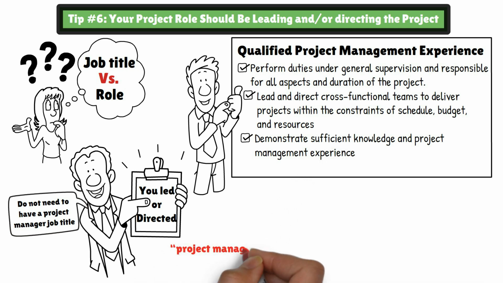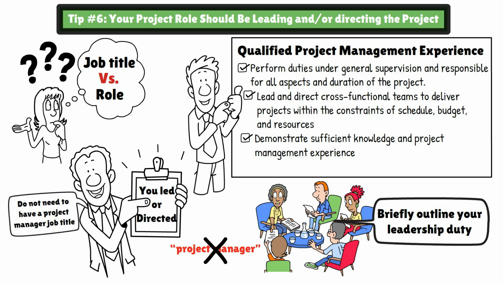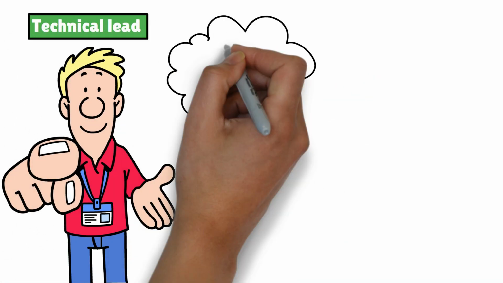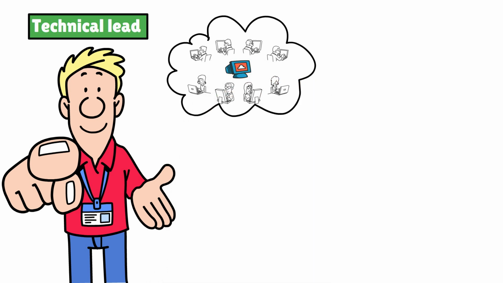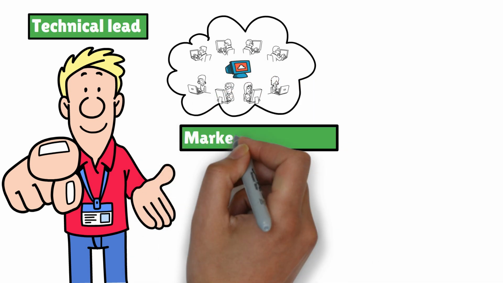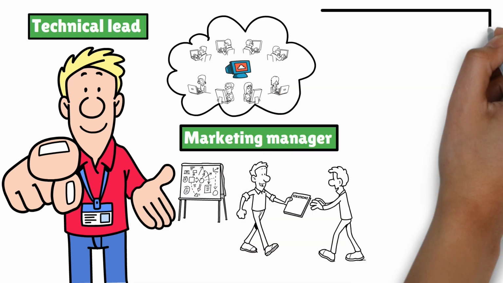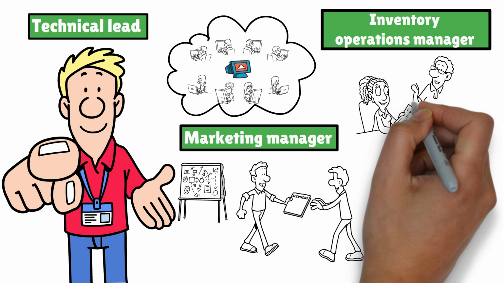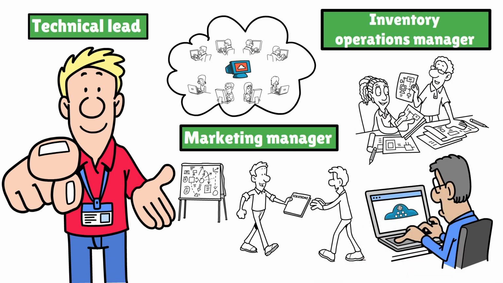If your job title is not project manager, it will be beneficial to briefly outline your leadership duty across functional teams for the project. For example, if your job title is a technical lead, your role may involve leading the development of a new software platform working with cross-functional stakeholders. If your job title is a marketing manager, your role may be leading a project to launch a new product line. Even if your job title is an inventory operations manager and most of the day-to-day activity is administrative, there may have been instances when your role is leading a project to implement a new inventory management system.